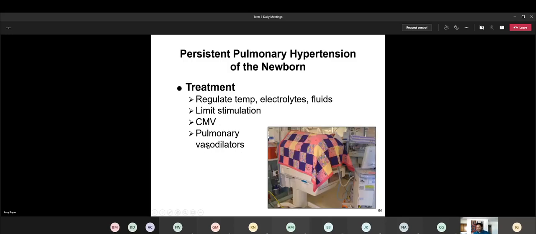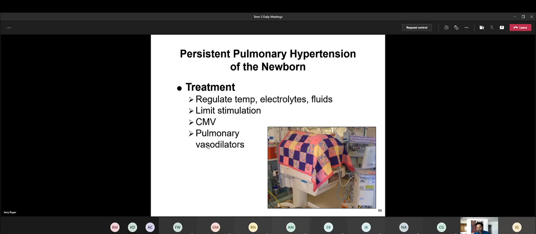So how do we treat these babies? Usually the standard things: you always try to keep them warm and make sure their fluid balance is good. Limit stimulation for sure. And then consider some type of pulmonary vasodilator, like, again, inhaled nitric oxide, which could be helpful.